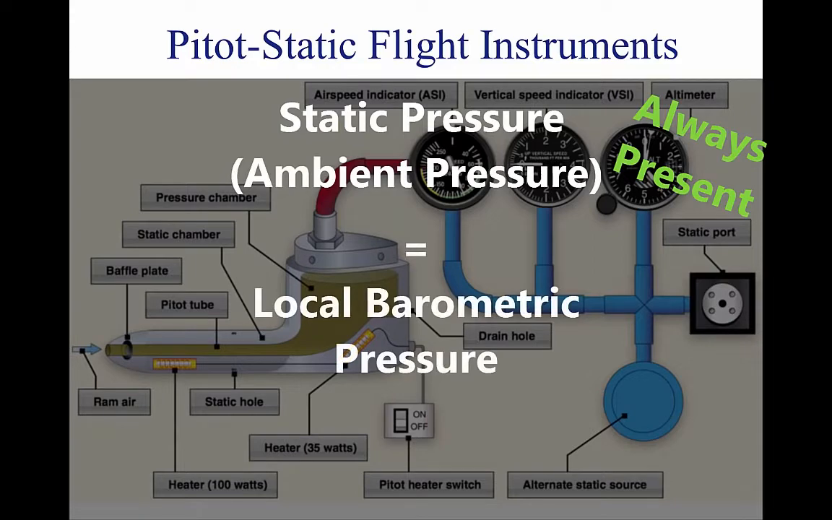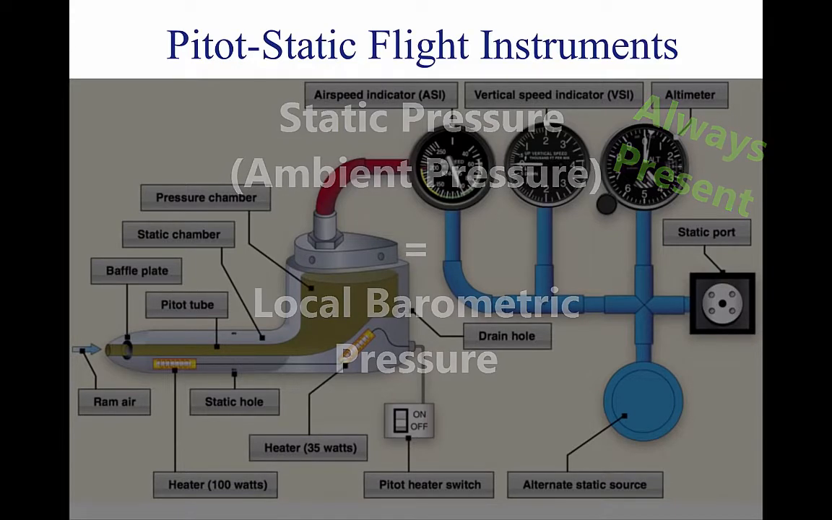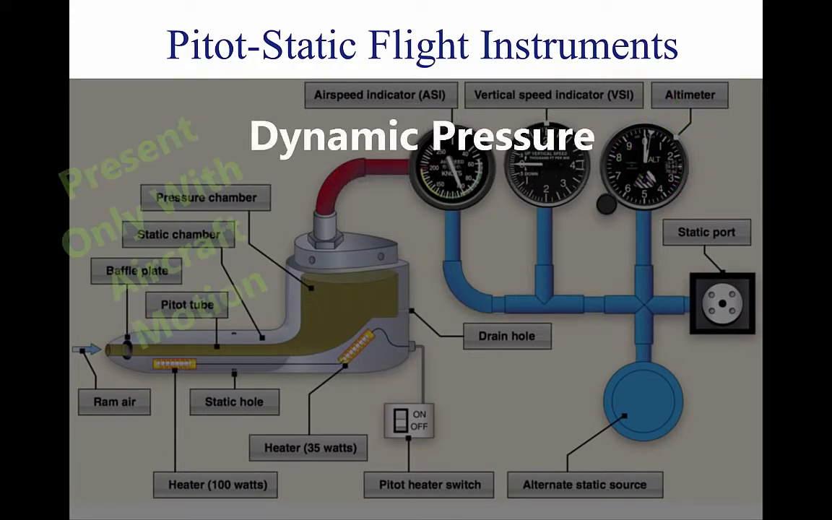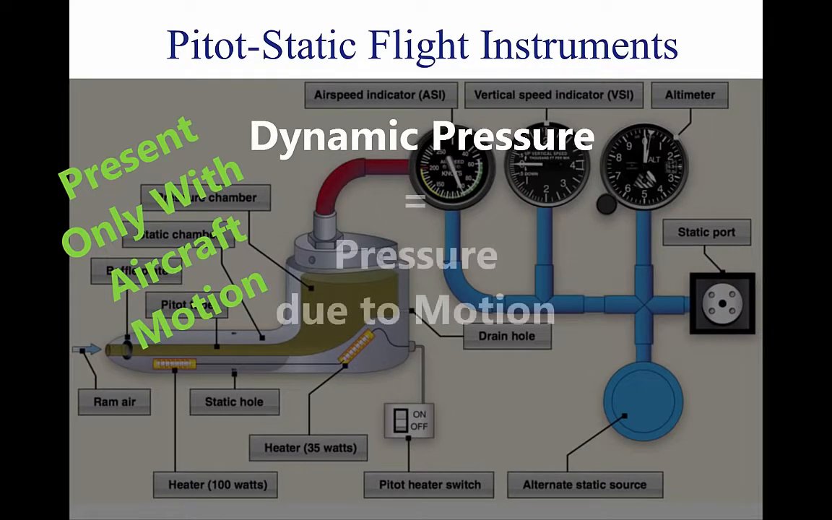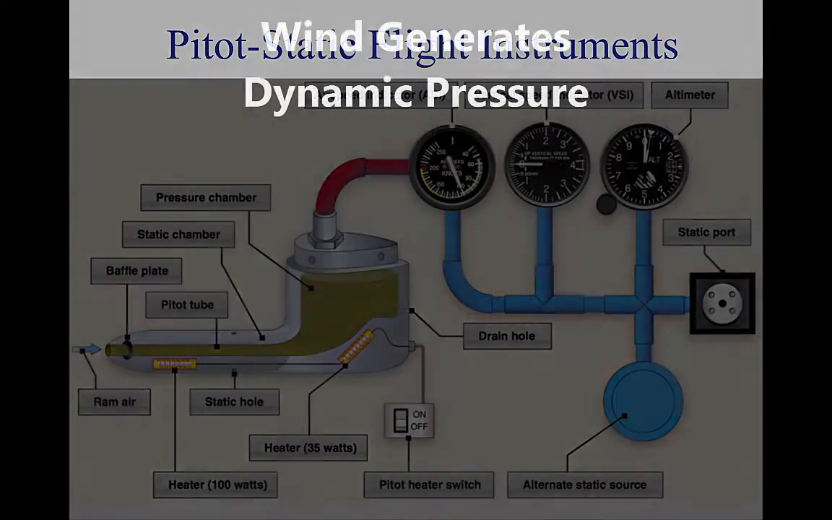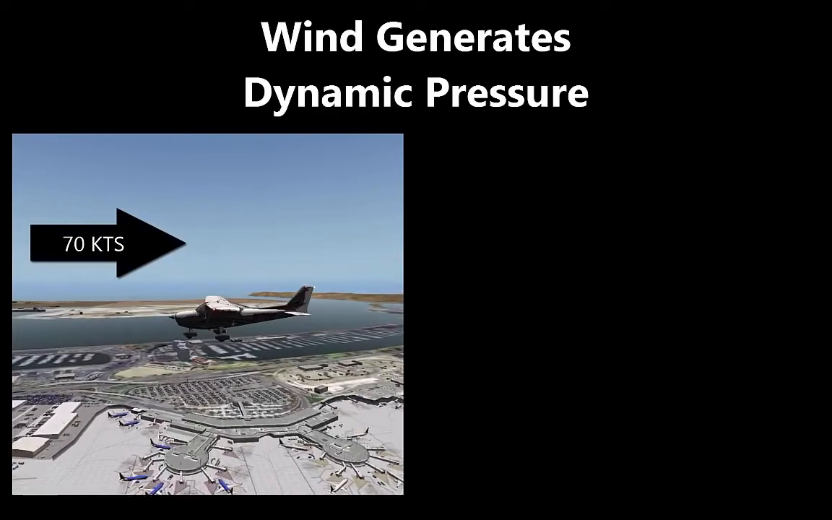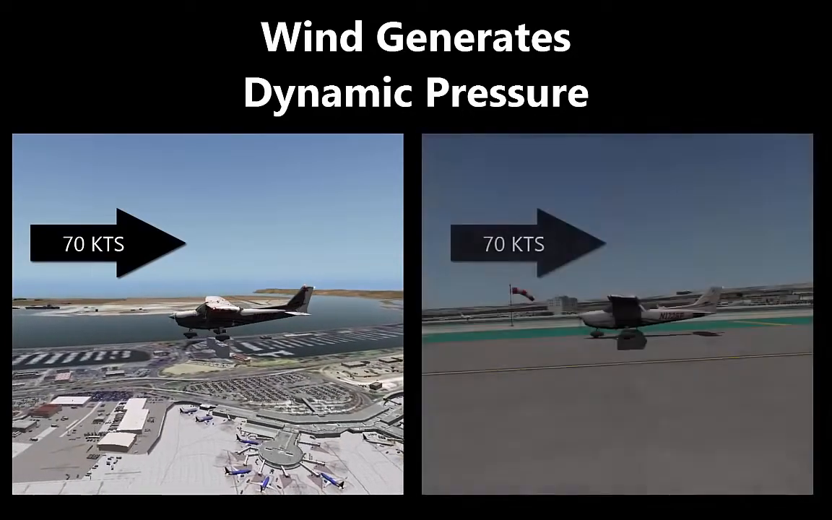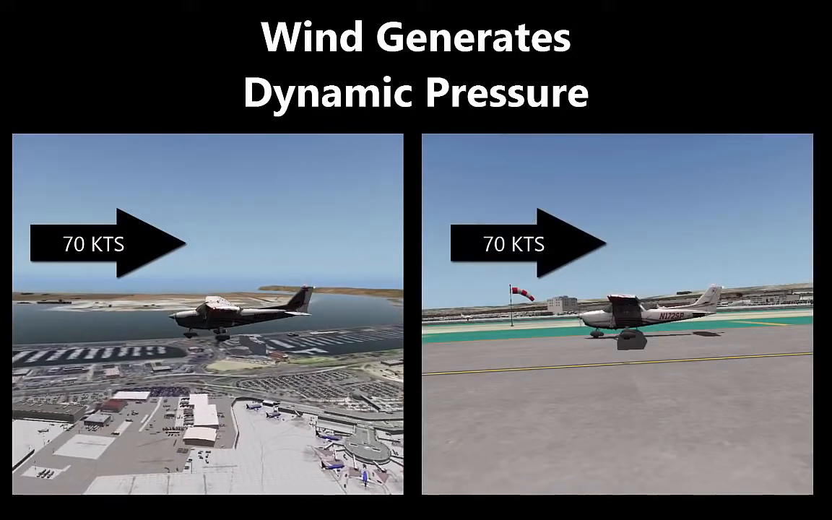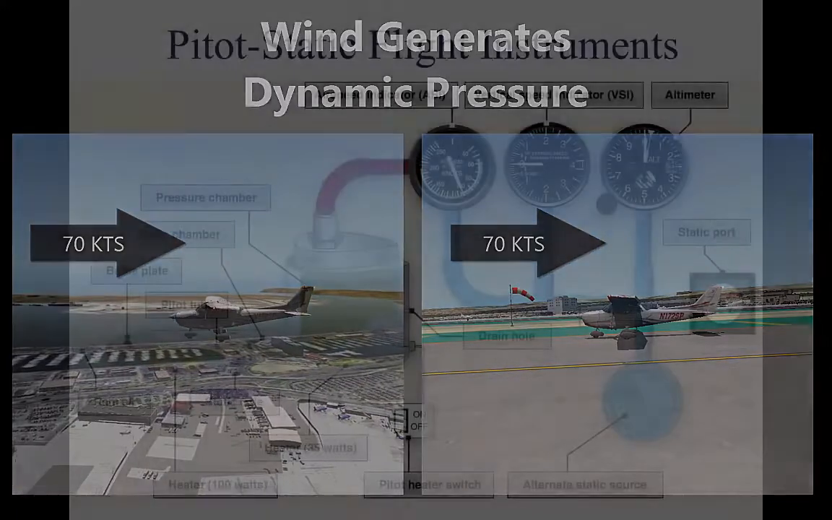Static pressure, also known as ambient pressure, is always present whether an aircraft is moving or at rest. It is simply the barometric pressure in the local area. Dynamic pressure is present only when an aircraft is in motion. Therefore, it can be thought of as a pressure due to motion. Wind also generates dynamic pressure. It does not matter if the aircraft is moving through still air at 70 knots or if the aircraft is facing a wind with a speed of 70 knots. The same dynamic pressure is generated.